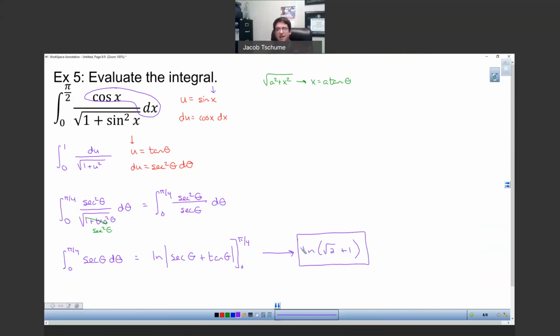But either way, that is how you can start off with a u substitution that then becomes a trig substitution in the end. So that ends the video for trig substitution. Good news is that in the next video, we're going to veer away from trig for a little bit, and we're going to learn an idea called partial fractions in the next video.